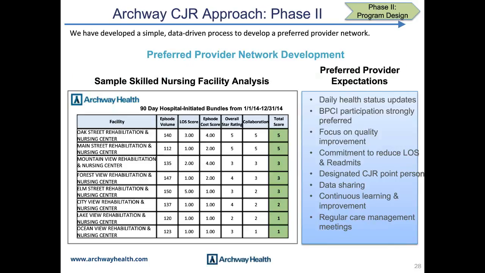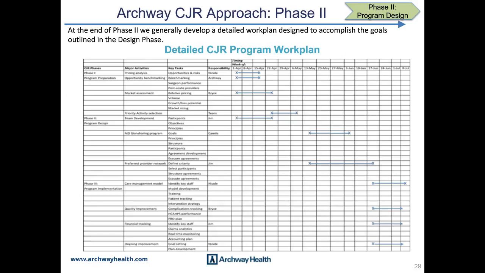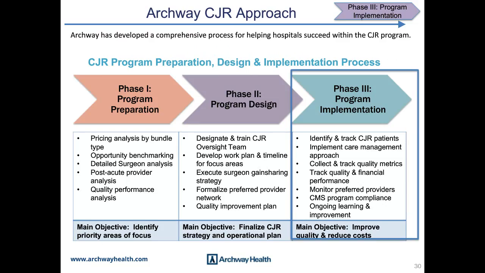Skip that one. So the end of phase 2 is really a pretty detailed work plan on those 2 or 3 priorities that we've identified. What do we want to focus on, and how do we want to make progress against those things? And then phase 3 is really what we spend most of our time doing, frankly.